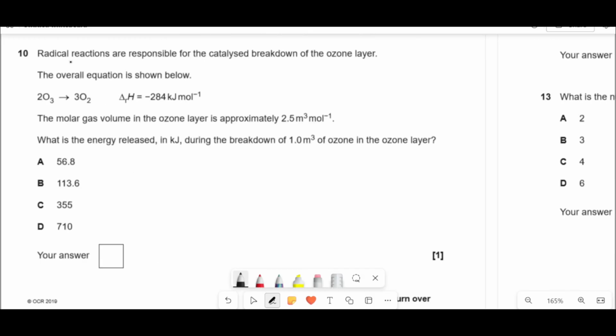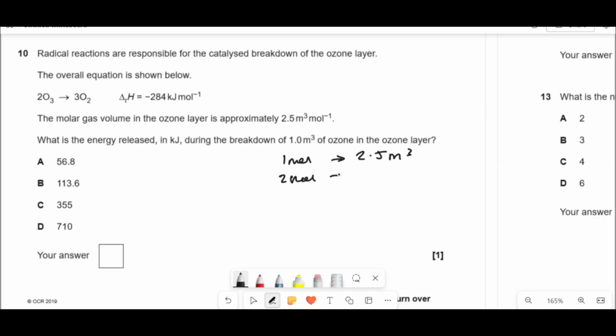There you go. Next it says radical reactions are responsible for the catalyzed breakdown of the ozone layer. The overall equation is shown below. Here it is. And then it says the molar gas volume of this is about that. What is the energy released in this during the breakdown of this in the ozone layer? So look at the units. It's told you that the molar gas volume is that every mole of this has a volume of that. That's what the per mole means. So 1 mole is going to be 2.5 meters cubed.